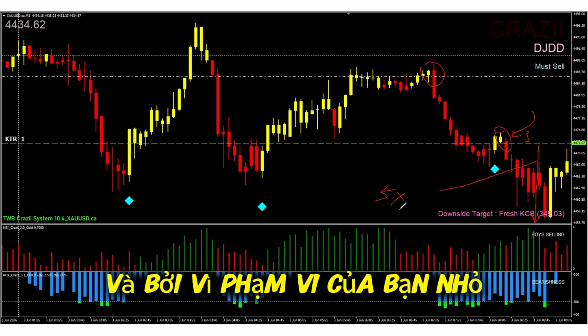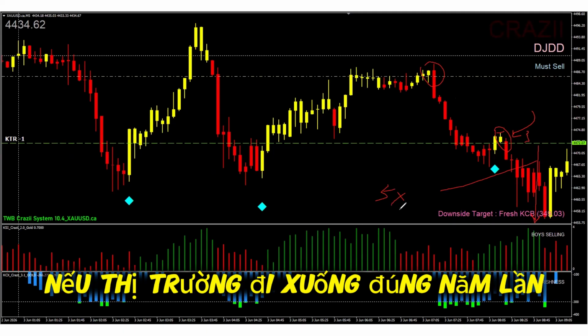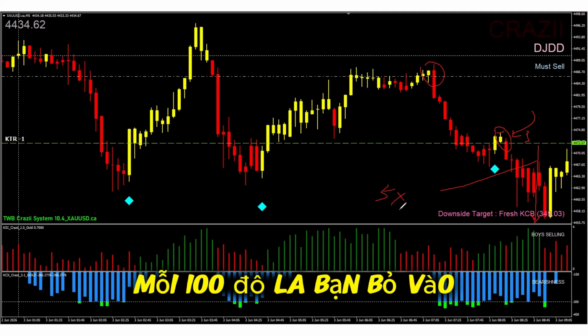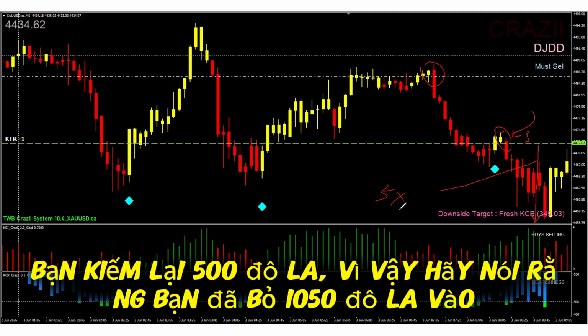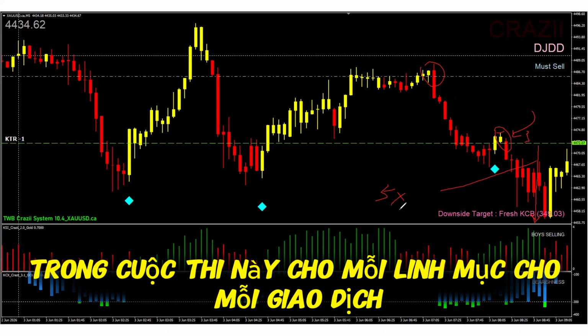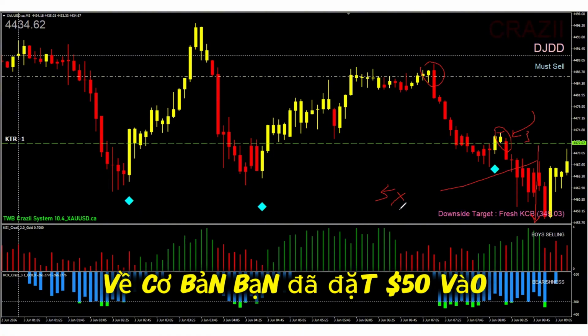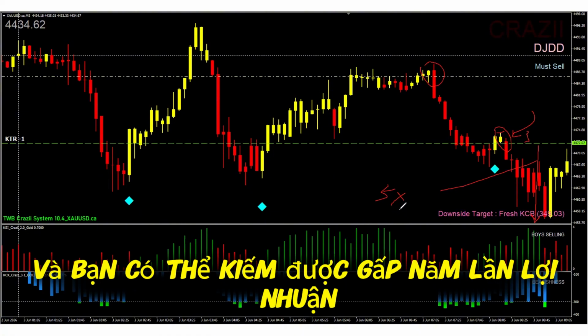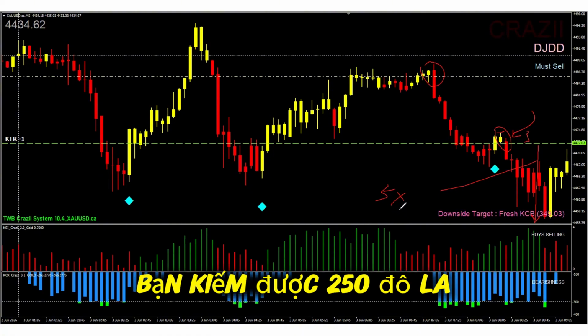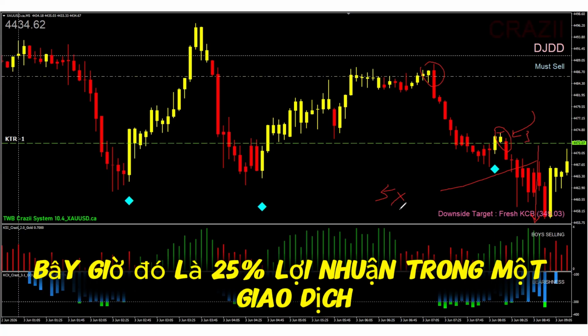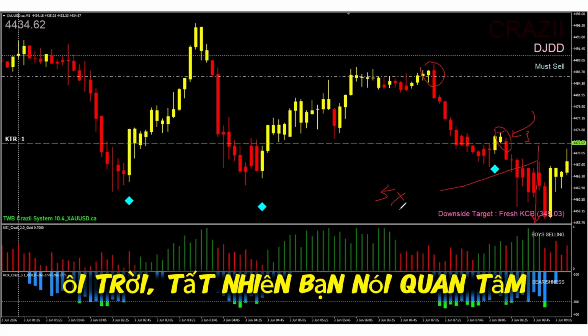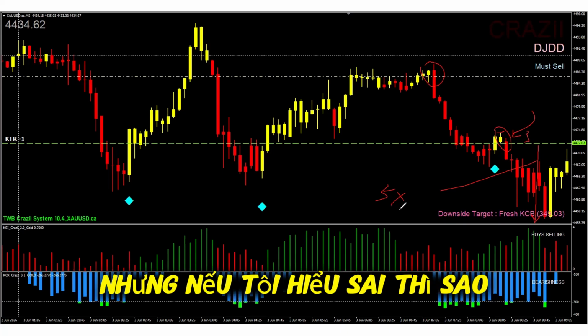because the range is small, if the market comes down by 5 times, every $100 you put in, you make $500 back. So let's say you put $50 in this competition per trade, which is very high, but because K trend is so accurate, you can consider doing that. You basically put $50 in and you can make 5 times as a profit. You make $250. Now that's a 25% return in a single trade itself. Oh my goodness.